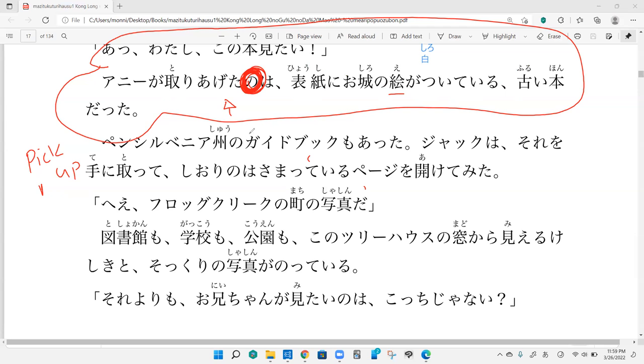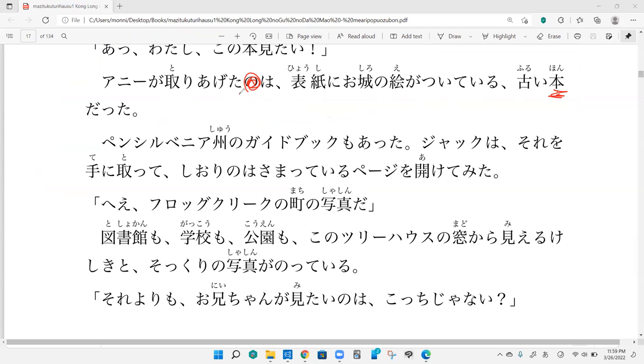It is referring to the book. Yes, it is. In English, we might say "the thing." It's a pronoun that, like you're right, is referring to the book. But if you didn't know it was a book, you could say "the thing." So it could be "the book Annie picked up was an old book with a cover that had a castle on it," or you could say "the thing that Annie picked up." Both would be great translations, because no, as you were correct, is referring to hon in here. So the book that was picked up, or the thing that was picked up. But you can just fill in "the thing" there if you ever get confused about what it is.